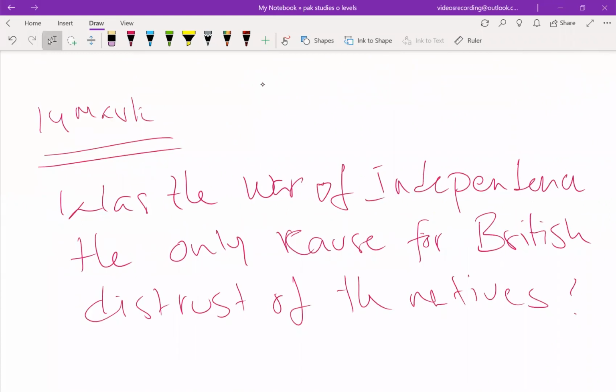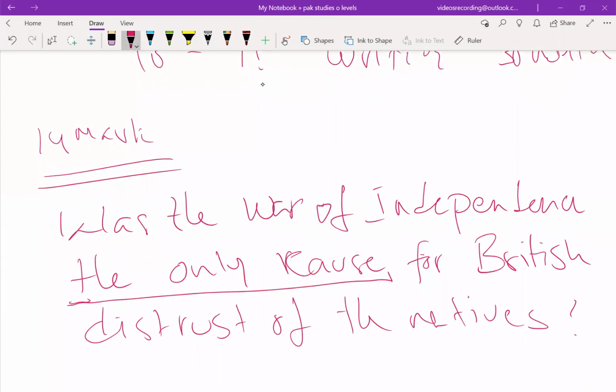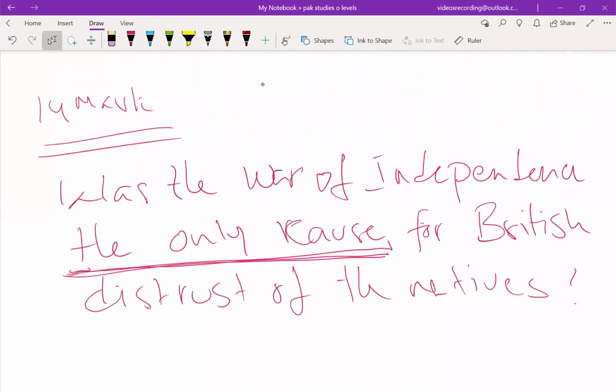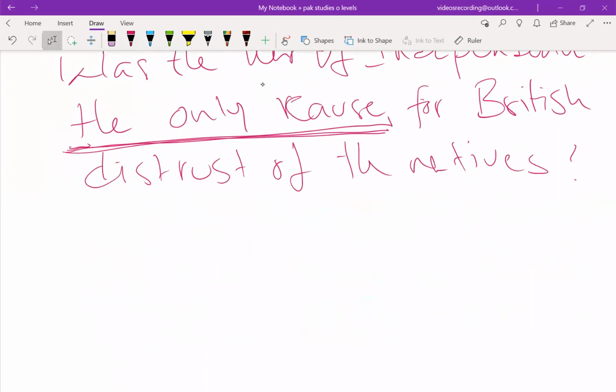The important thing here is to know the wording of the question. They will always ask you as if the cause they've given is the only cause for a certain thing to happen. So in this case, was the War of Independence the only cause for British distrust of the natives? Obviously, it wasn't. There were other things at play, and that is where your answer comes in. You have to talk about other elements within that particular time frame.